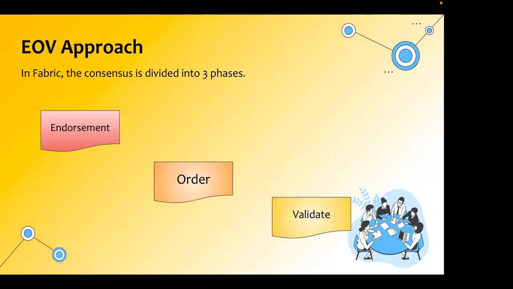So after the broadcasting, what will happen is validate will come. Validate meaning when a block comes to the committing peers, the validation will happen. It is not that a block coming from the orderer is 100% correct. To cross-check again, the peers who are going to commit that block inside their ledger are going to do the verification and validation.